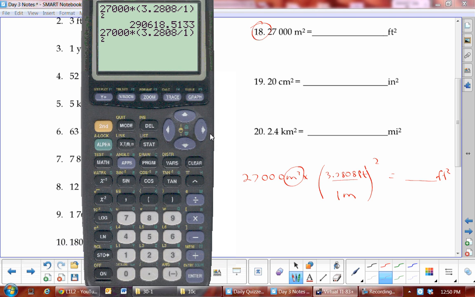But you can't go back just on your own. After you press enter, you can't go back, right? So all you have to do is go second, enter, brings it back, and then you can change that to a 9 or whatever you need to. Okay? Any questions?